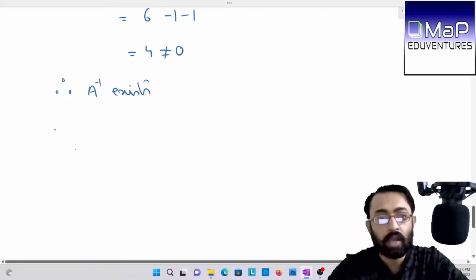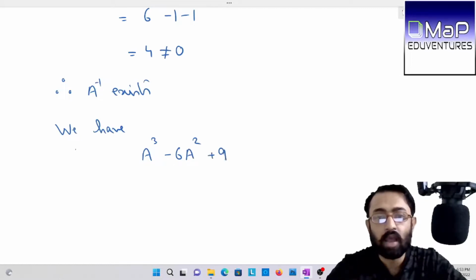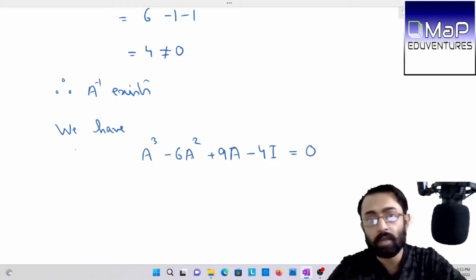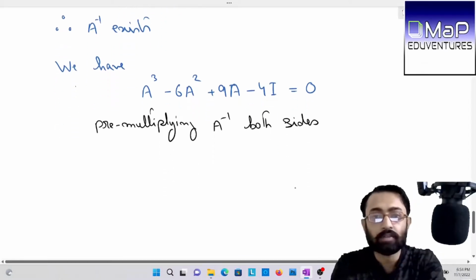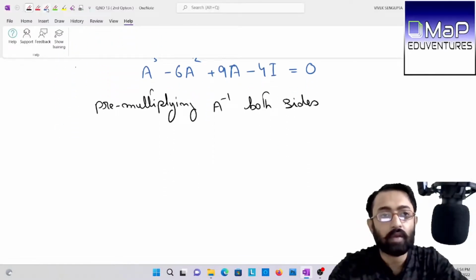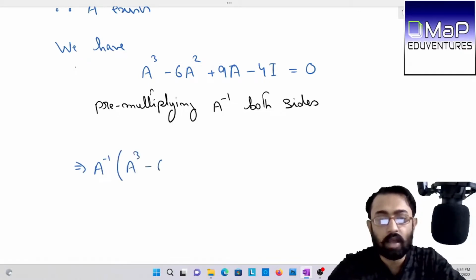Let us write again the equation we have proved: A cube minus 6A square plus 9A minus 4I equals 0 matrix. Now we will multiply by A inverse as pre-multiplication. So, pre-multiplying A inverse on both sides, we are going to have, similar to the previous year question paper, A inverse multiplied.